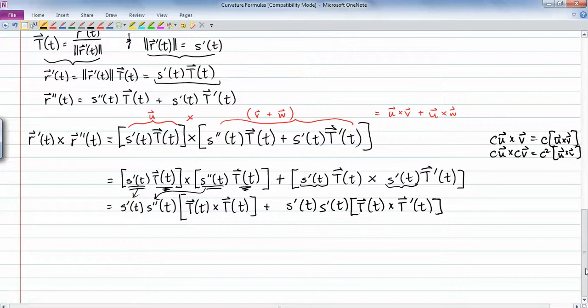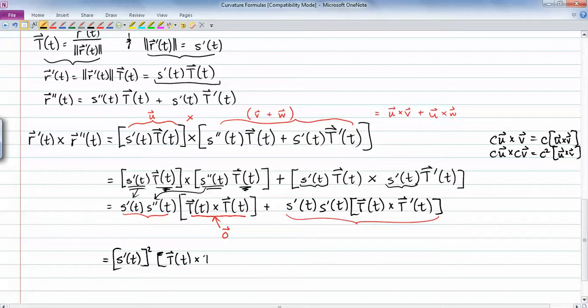That's a common misconception, that you factor out one C and that's it. Okay, so we have a property here that we can use: any vector cross itself is the zero vector. So this whole thing, no matter what that is, times the zero vector is going to be the zero vector. And then I'm going to add it to this vector. So all this turns into s prime of t squared, and then next to it, we've got T of t cross T prime of t.